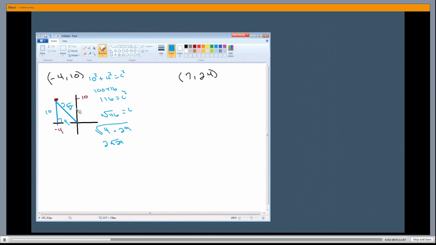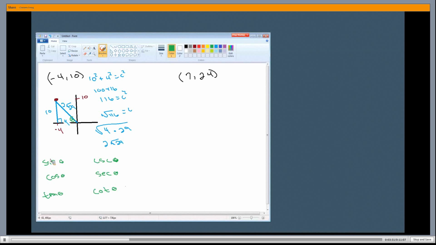Now we can do our sine, cosine, tangent, cosecant, secant, and cotangent. Our theta is always the angle right there. So we've got sine of theta, cosine of theta, tangent of theta. Now remember, secant is the reciprocal of cosine, and cosecant is the reciprocal of sine. And cotangent and tangent are reciprocal.